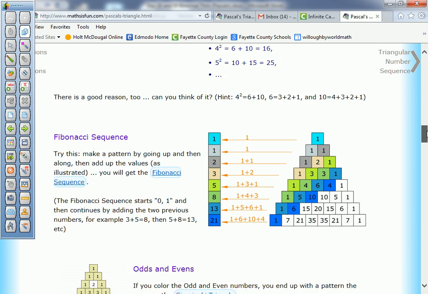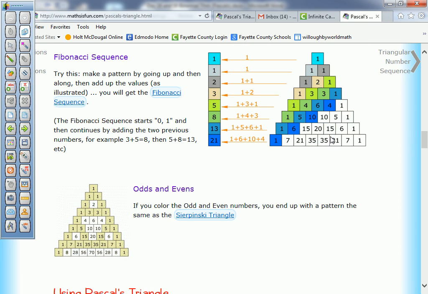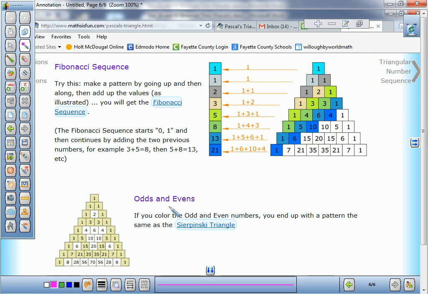All right. Another thing about Pascal's is the Fibonacci sequence. What do you guys know about the Fibonacci sequence? You don't know Fibonacci? No, we haven't heard of it. Okay. All right, the Fibonacci sequence is where the next number is the sum of the two previous. So the Fibonacci sequence is inside Pascal's.